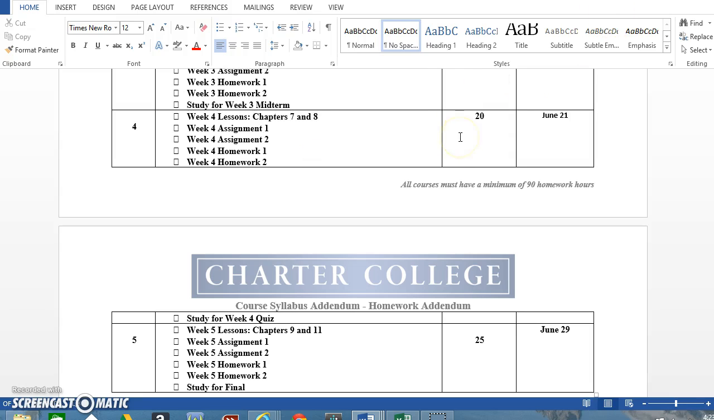College is calling for 20 hours of study, preparation, reading, etc., doing the assignments, the homework, and the quiz. Everything's due by midnight Alaska Standard Time on June 21st.